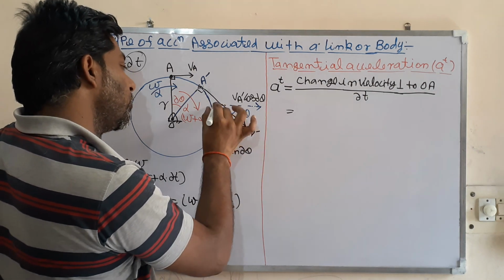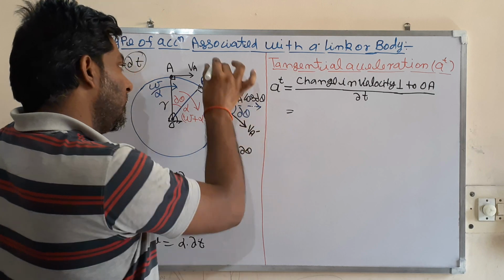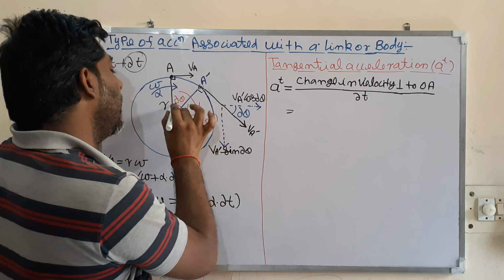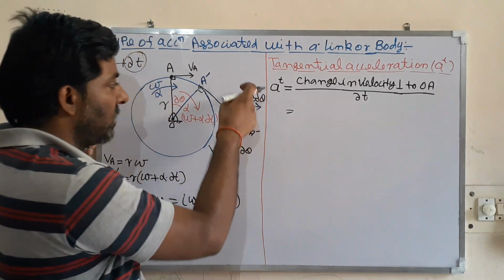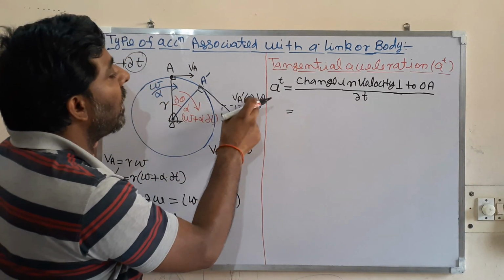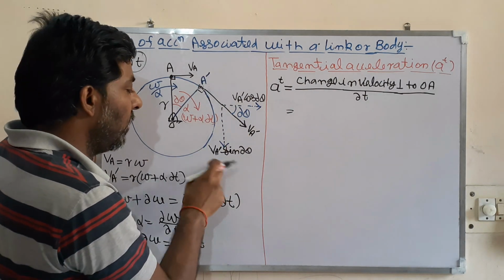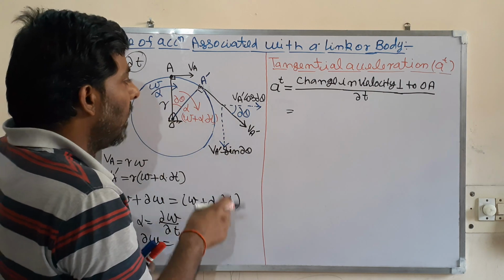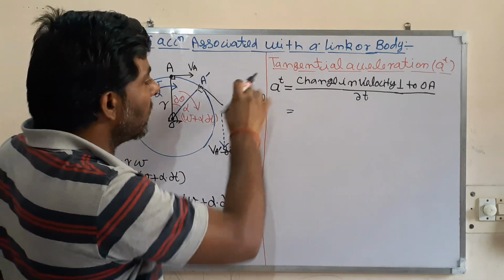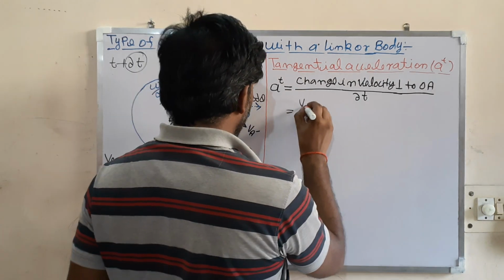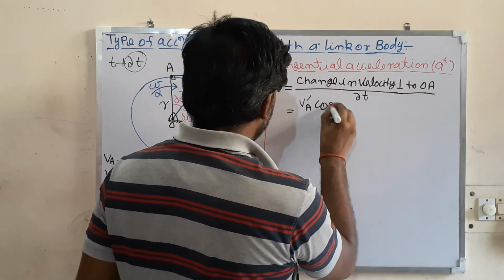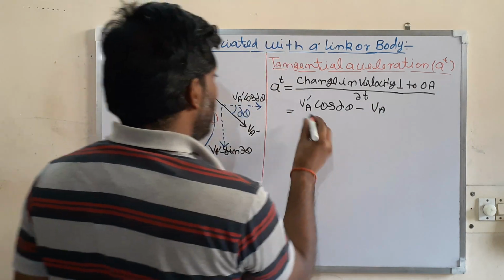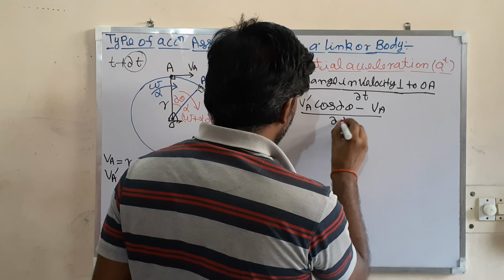This can be resolved into two components, one along the x-axis and another along the y-axis. So if this angle is del theta, that angle will also be del theta. So its components will be VA dash cos del theta, and VA dash sin del theta. So final along this direction is VA dash cos del theta minus VA, divided by time del t.